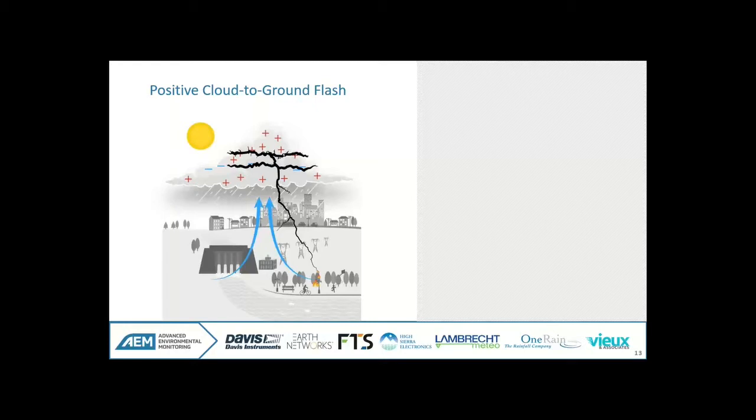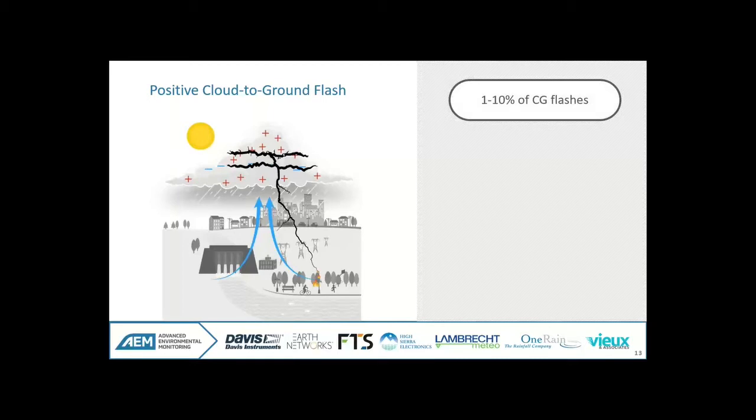Now we have different types of cloud to ground flashes. Most of the time, it's a negative cloud to ground flash. You say, okay, Steve, what's all this about polarity? Well, polarity is really the charge that is being lowered to the ground. So in the case of a negative cloud to ground flash, negative charge is being brought down to the ground. In the case of a positive cloud to ground flash, in this example, positive charge is being brought down to the ground. It's more rare.